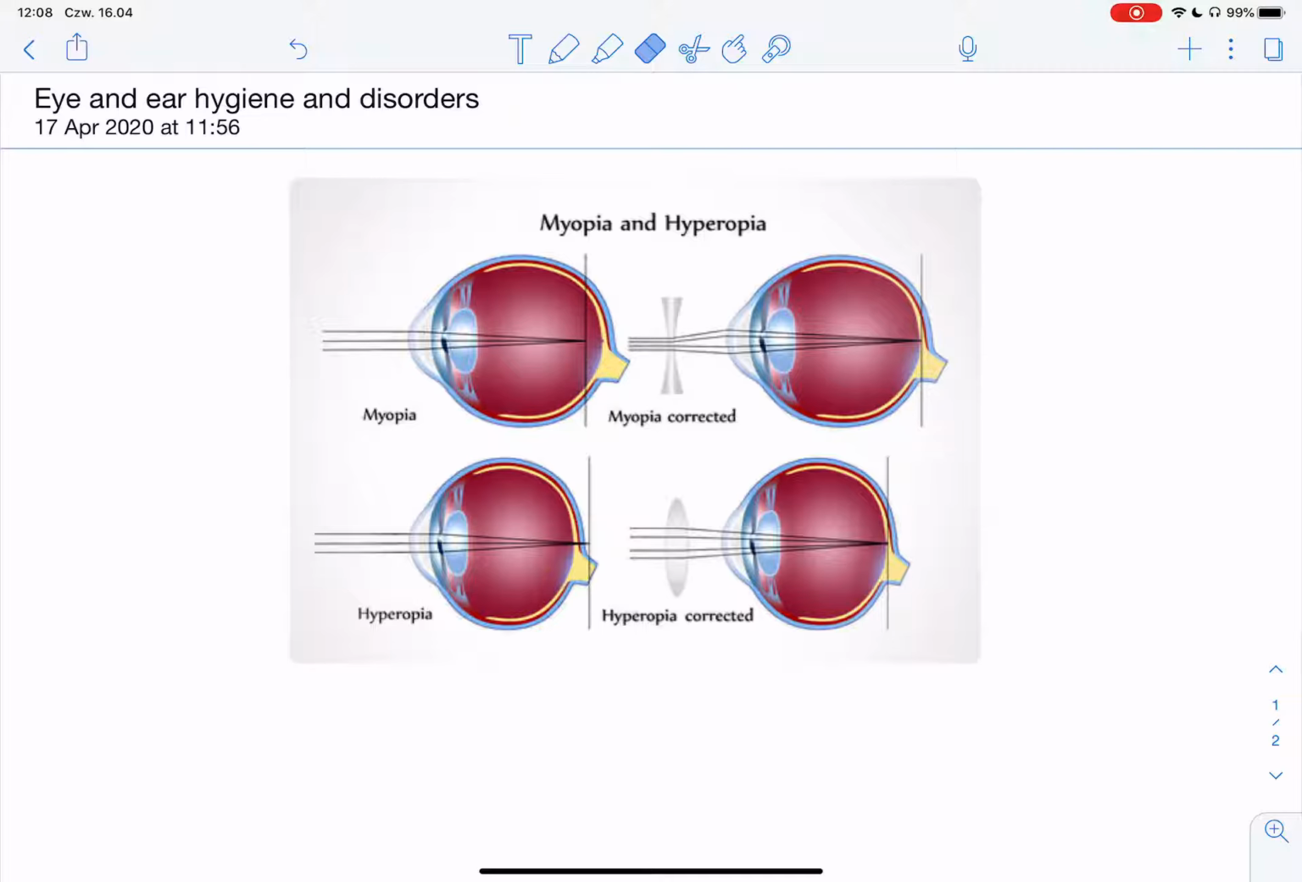However, sometimes this doesn't happen. The focus is either before or behind the retina, and those conditions are called myopia or hyperopia. And here you have diagrams of those. Myopia, czyli po polsku krótkowzroczność, and hyperopia, which is dalekowzroczność.